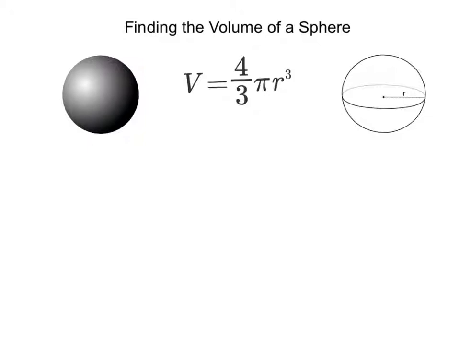Just like with circles, spheres have only one measurement that's involved with the particular sphere, and that's the radius. Therefore, don't be surprised that the volume formula for a sphere has only one variable in it, and that's r.